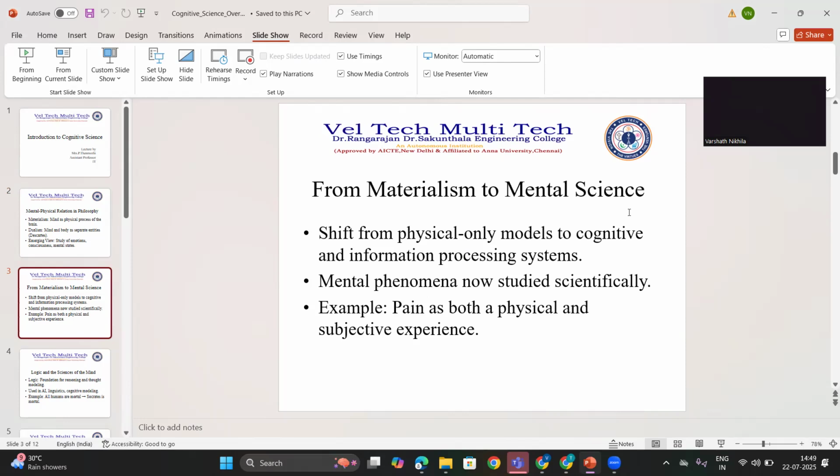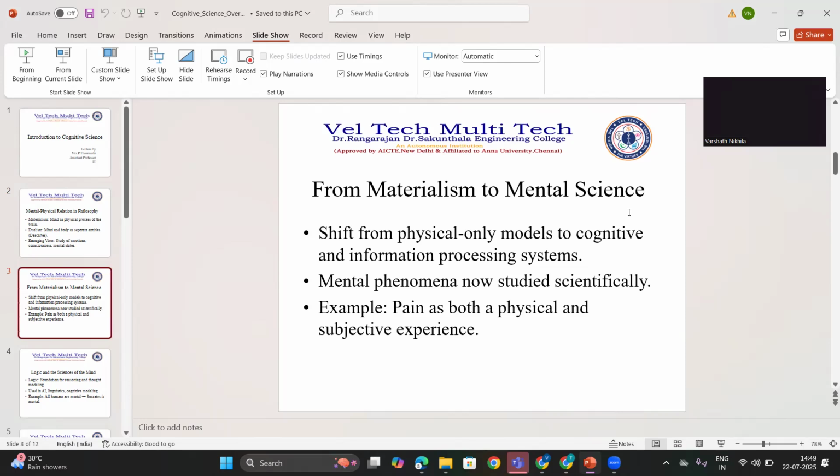Next one is from materialism to mental science. In this shift from materialism to mental science, there is a move from physical-only models to cognitive and information processing systems, and mental phenomena are now scientifically studied. For example, pain is both a physical and a subjective experience. So basically, it describes the historical and conceptual progression from purely physical explanations.